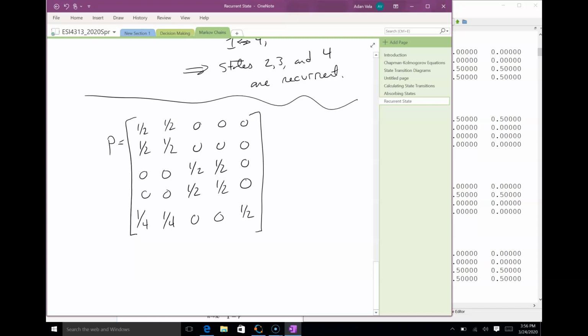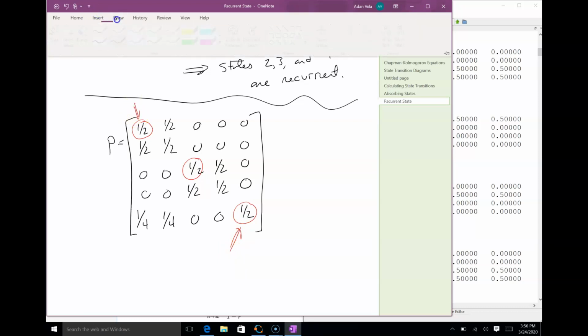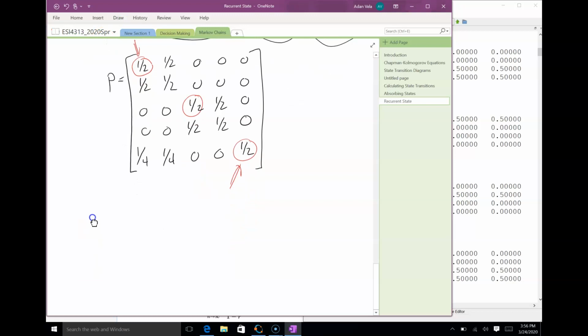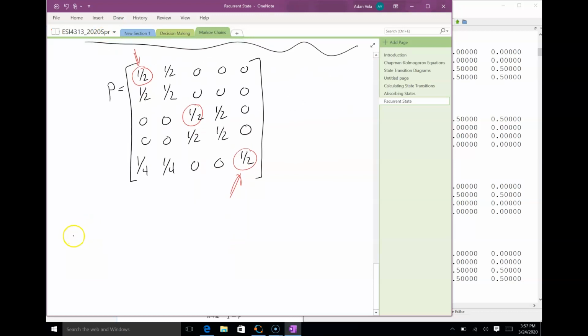So I'm going to focus in on, let's see, we'll start by studying state 5. Maybe we'll study state 3, and state 1 as well. But really, I think state 5 is a good one to look at, and state 1 as well. The rest are just repetition. So again, let's do this for state 5 first. We're going to look at the sum of P to the n power and pull out the fifth element, that diagonal entry, for n equals 1 to infinity.